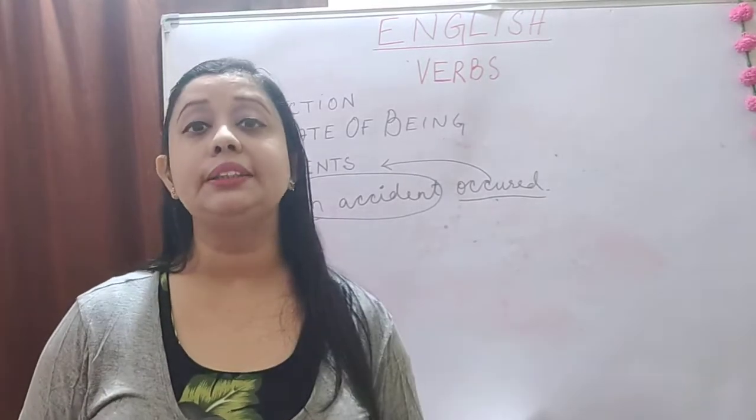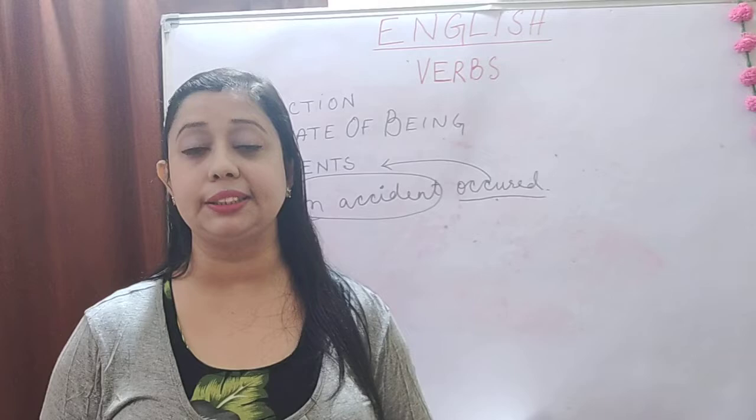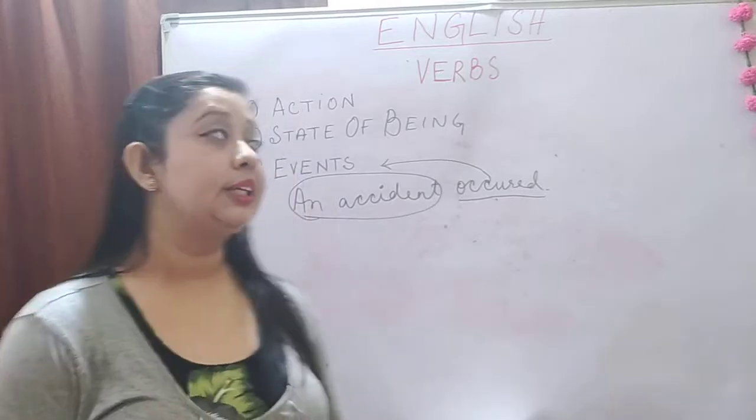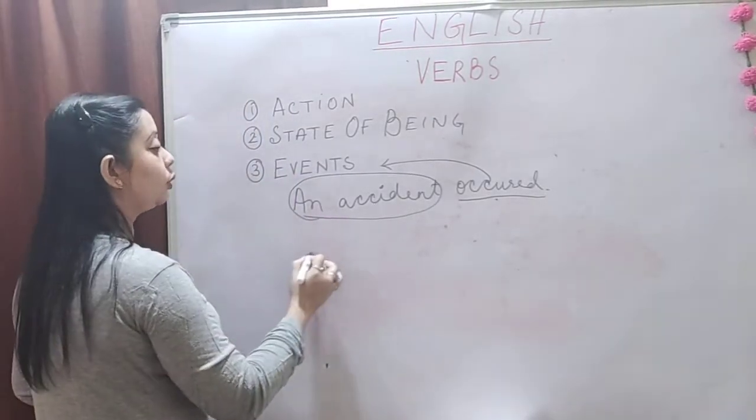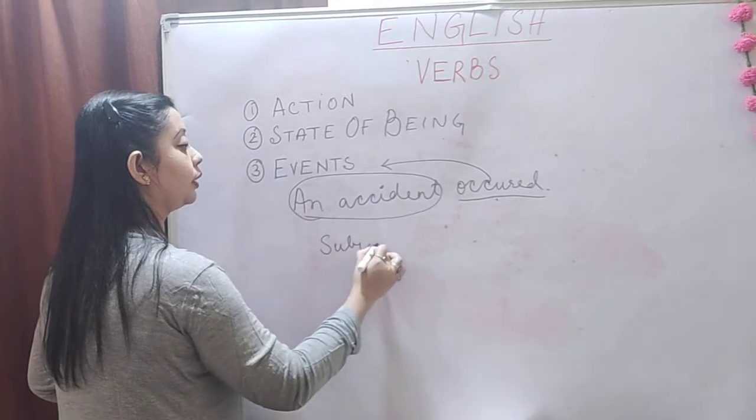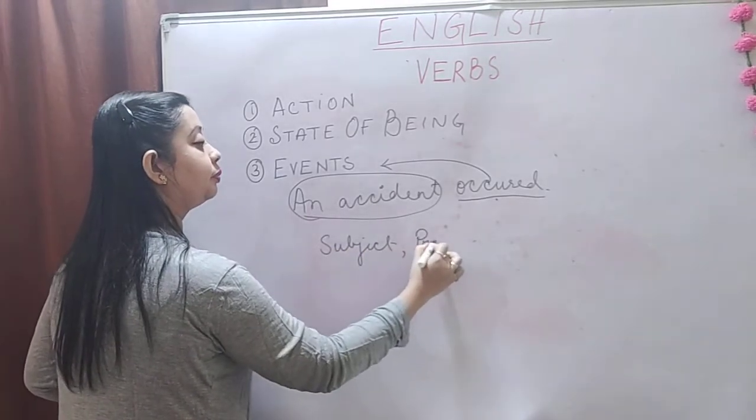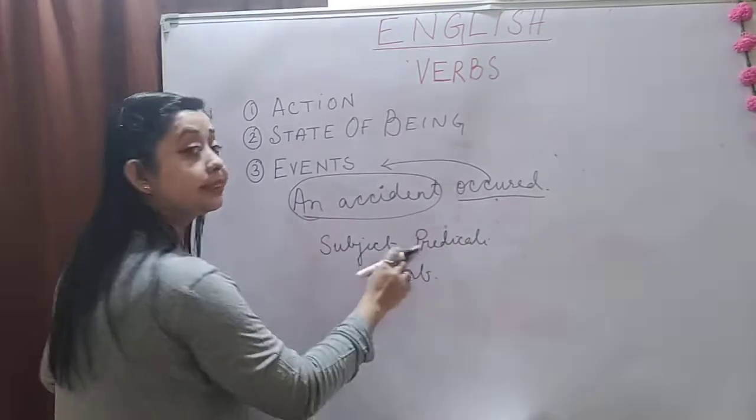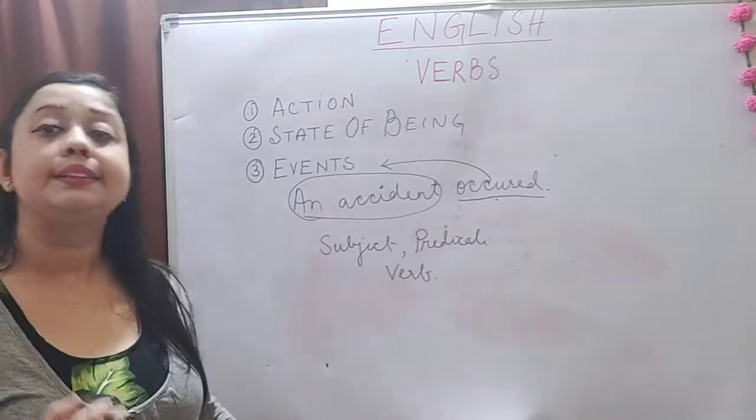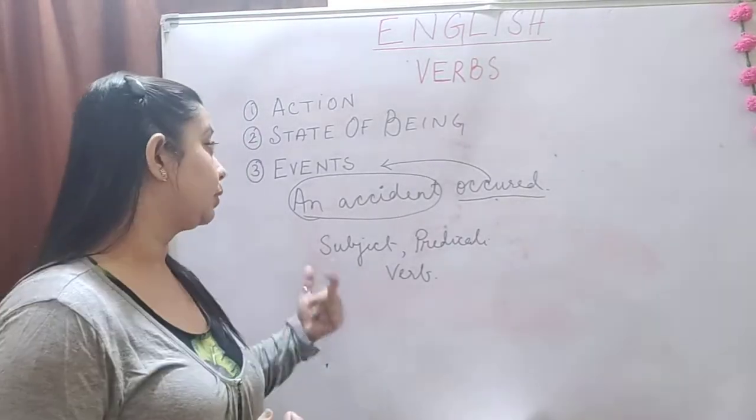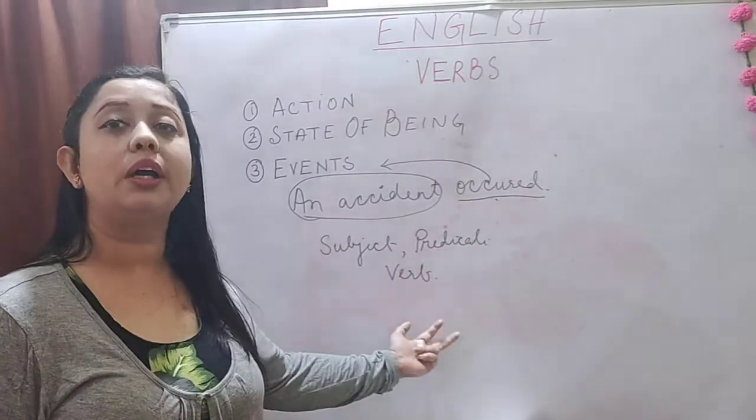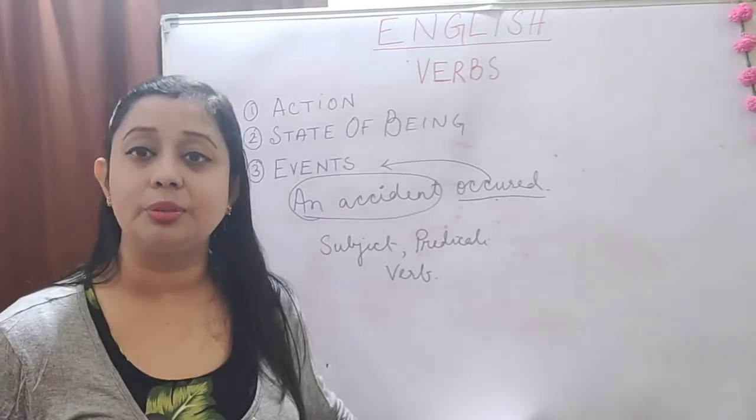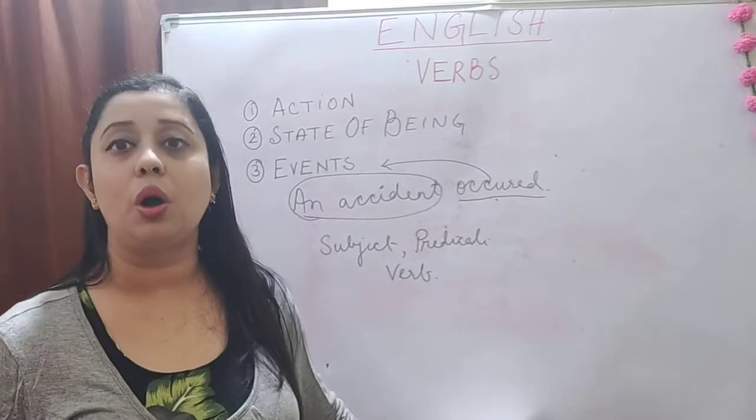One very important thing that we need to understand about verbs is that verbs are a very important part of the sentence. So, there are three important parts of a sentence. What are they? Subject, predicate, and verb. Without any of these three, we cannot construct a sentence. There can be no sentence without a subject or a predicate or a verb. So, this is the first thing that we learn about verbs. I hope this much is clear to all of you.